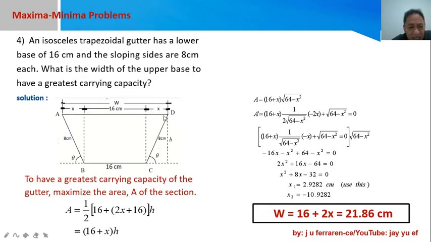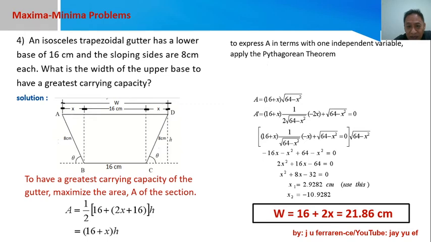Now, take note that there is a right triangle here. If there's a right triangle, then I can apply the Pythagorean theorem. What is our Pythagorean theorem? h squared plus x squared is equal to the square of the side, and that is 64. So h is the square root of 64 minus x squared. Substitute this to your area. Area is 16 plus x multiplied with the square root of 64 minus x squared.